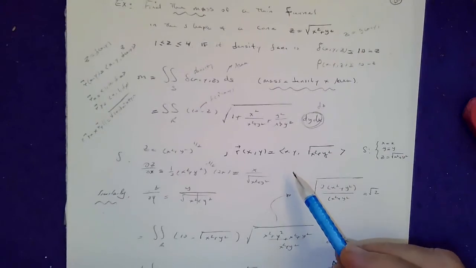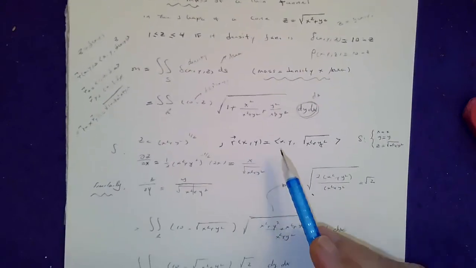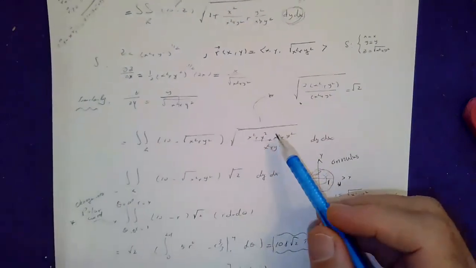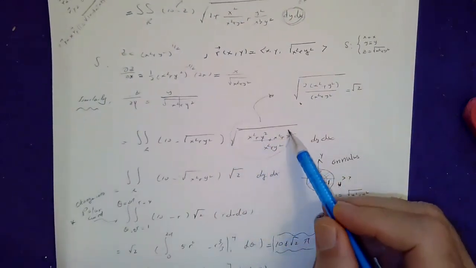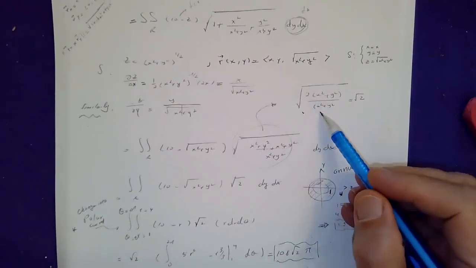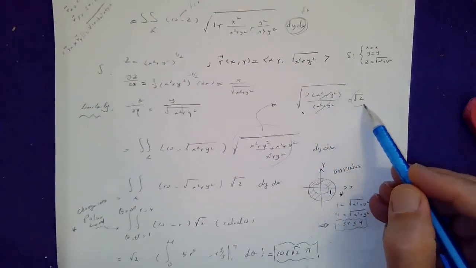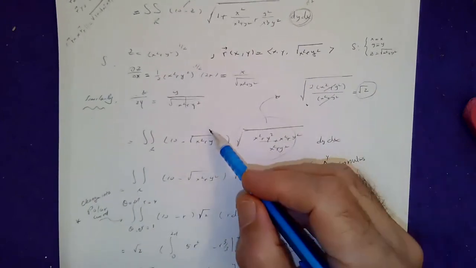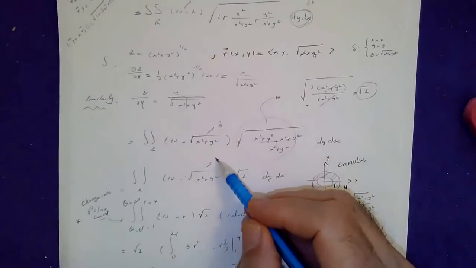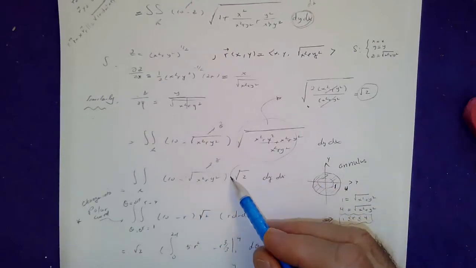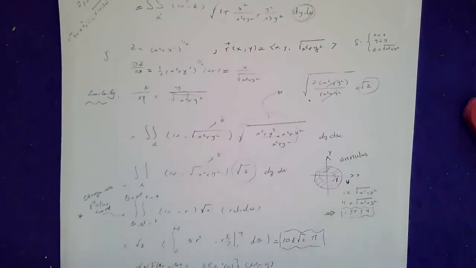And when you do this, eventually when you simplify this guy, you're going to end up with this kind of fraction under the radical. These guys cancel, so you just get square root of 2. Okay, but now this is your z. Remember the density was 10 minus z, and this is the magnitude of the cross product.